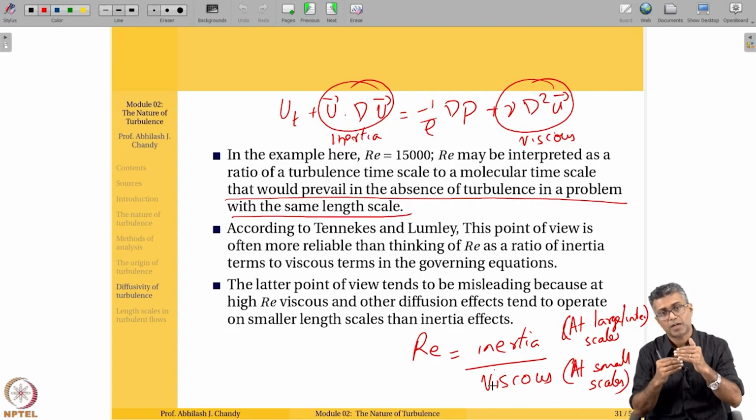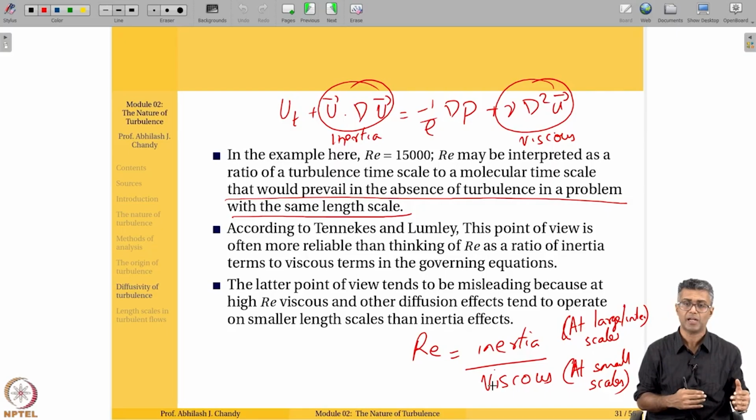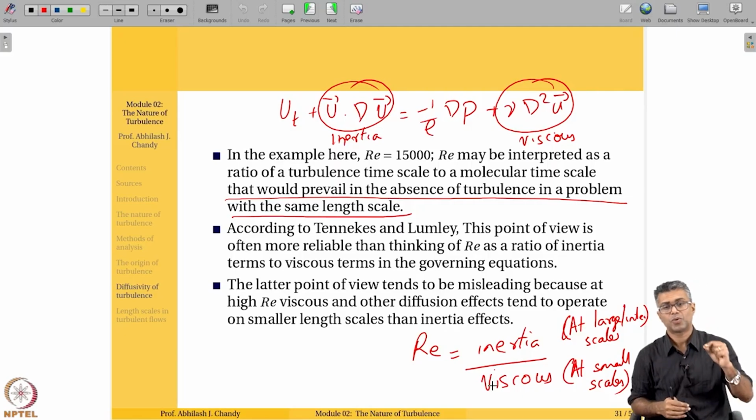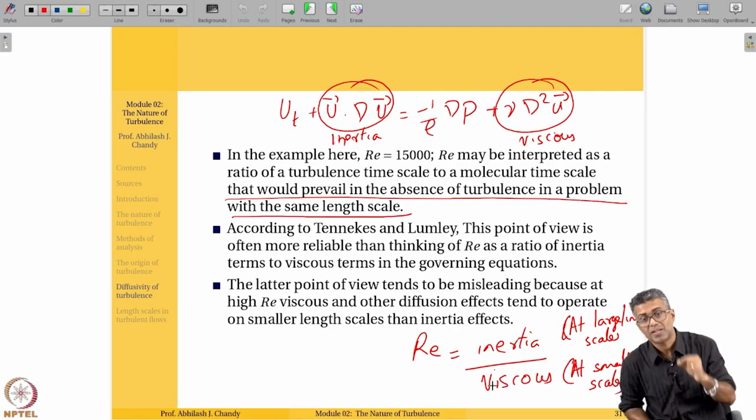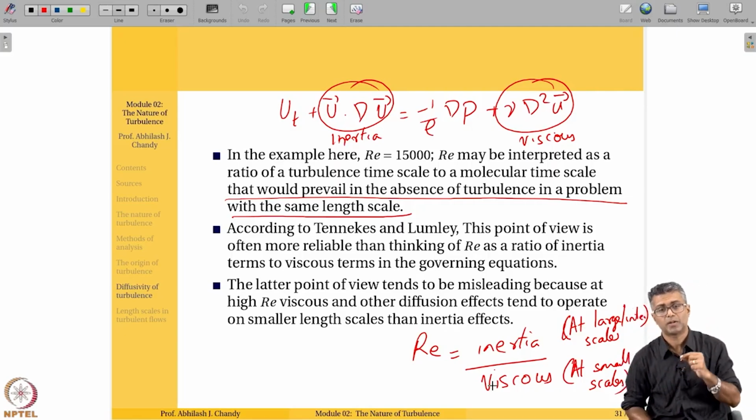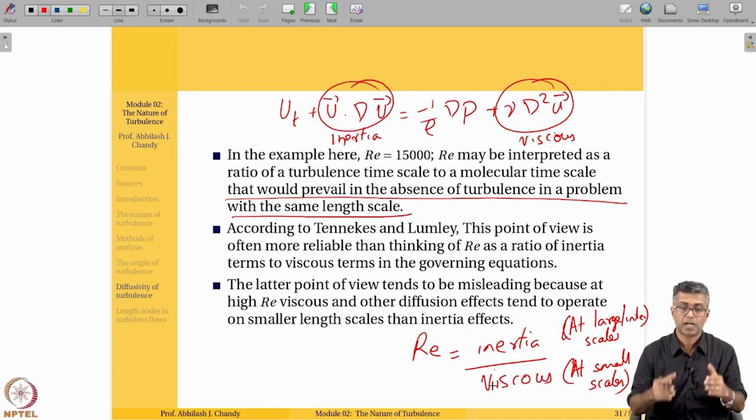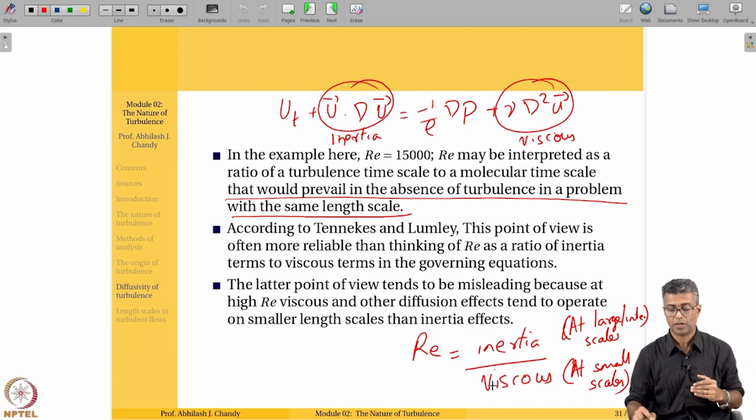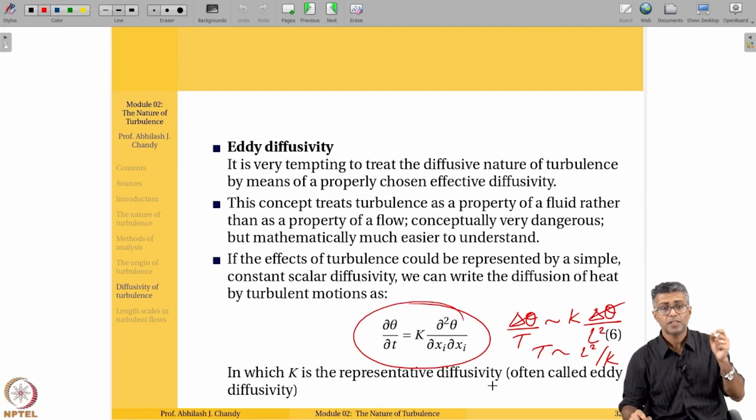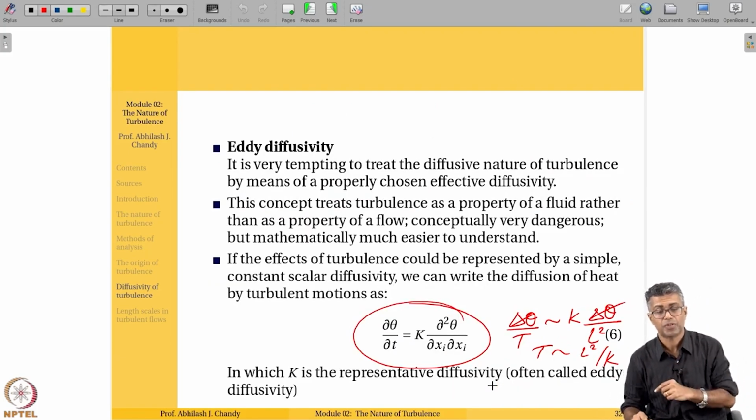So then when you consider Reynolds number as the ratio of inertia over viscous, aren't they acting at two different scales? Then is it fair to take the ratio of those? So that was their argument. So instead of that, why don't we consider, technically, 1 over Reynolds number as the ratio of turbulent timescale to the molecular timescale. This took us to the concept of eddy diffusivity.